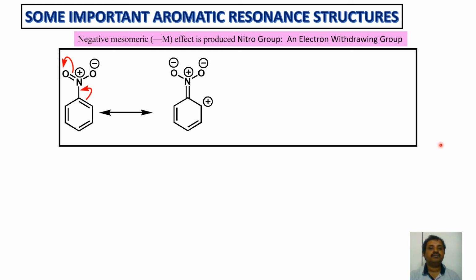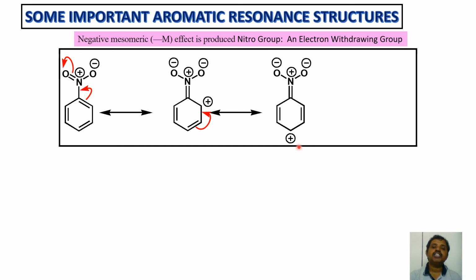You can see this double bond undergoing cleavage, and here a double bond is formed, and here the double bond is cleaved. So the electrons are moving away, which leads to the formation of a positive charge at the ortho position. Now this positive charge attracts the nearby double bonded system. So it leads to the formation of this structure where the positive charge is at the para position.